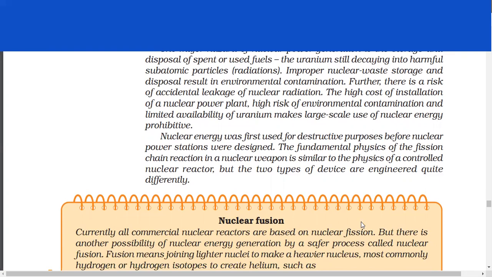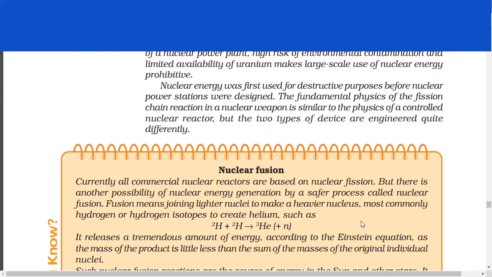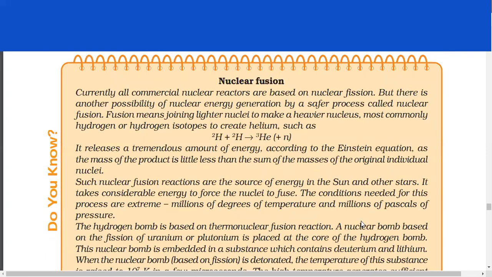Nuclear energy was first used for destructive purposes before nuclear power plants were designed. The fundamental physics of the fission chain reaction in a nuclear weapon is similar to the physics of a controlled nuclear reactor, but the two types of device are engineered quite differently. Do you know? Nuclear fusion. Currently, all commercial nuclear reactors are based on nuclear fission, but there is another possibility of nuclear energy generation by a safer process called nuclear fusion.